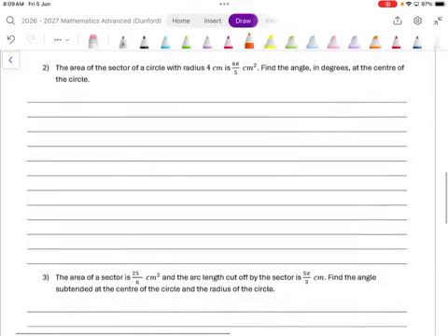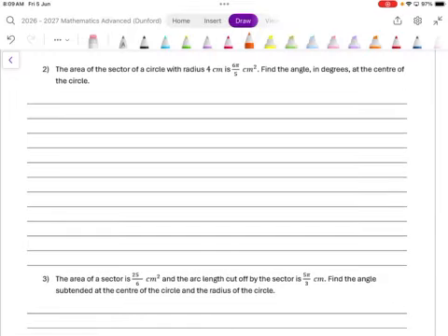So the question reads, the area of a sector with our radius of 4 centimetres is that our area of our sector is 6 pi on 5 centimetres squared. Does that make sense? It's not telling us that that's our angle, it's telling us that that's our area. A lot of people get tripped up on that. What we want to do is find the angle in degrees at the centre of the circle.